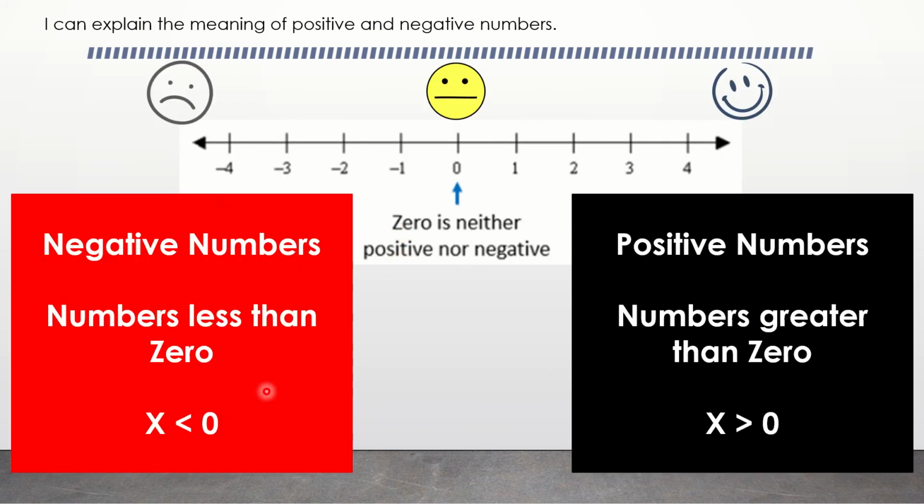Negative numbers are numbers that are less than 0. So if x is any number, it's less than 0. Positive numbers are numbers that are greater than 0. So if x represents any number, it's greater than 0. Remember that is the greater than sign because the bigger side is first, so it's greater than. This would be less than because the smaller side of the little caret is to the left.